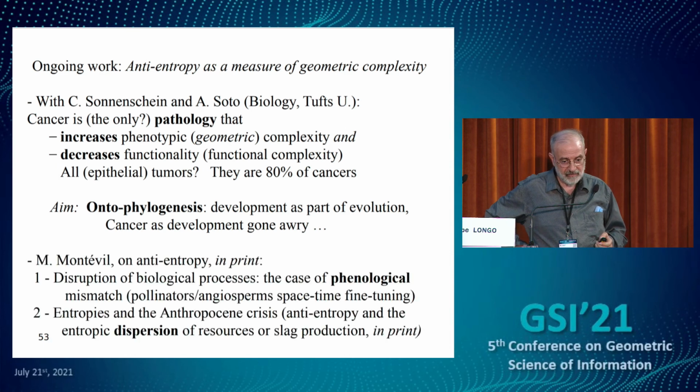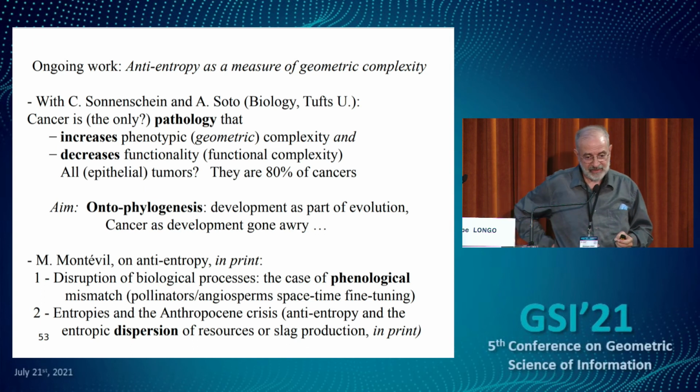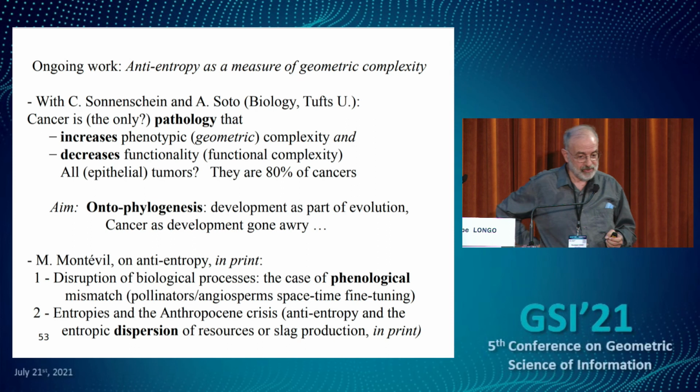And now Maël Monteville has been taking up these ideas, and many other people, I may say, in general, by extending the analysis of the measure of anti-entropy to disruption in the ecosystem. For example, the catastrophic situation we are witnessing with the pollinators and angiosperms, whose fine-tuning was constructed over 140 million years, has been disrupted by the increase in temperatures. And the analysis in terms of anti-entropy, I think, is quite fruitful.